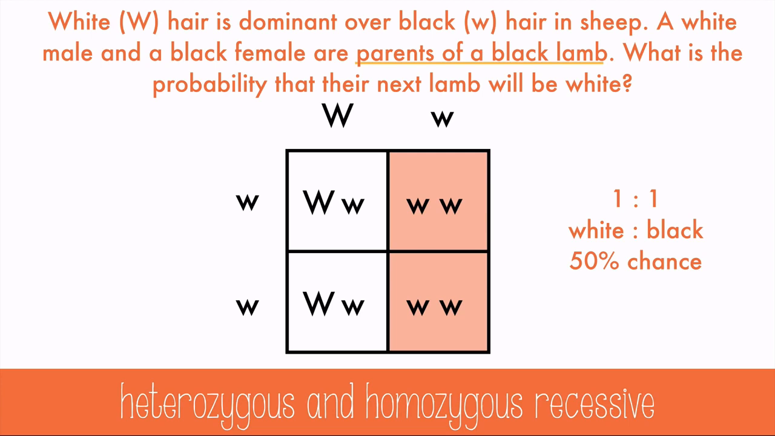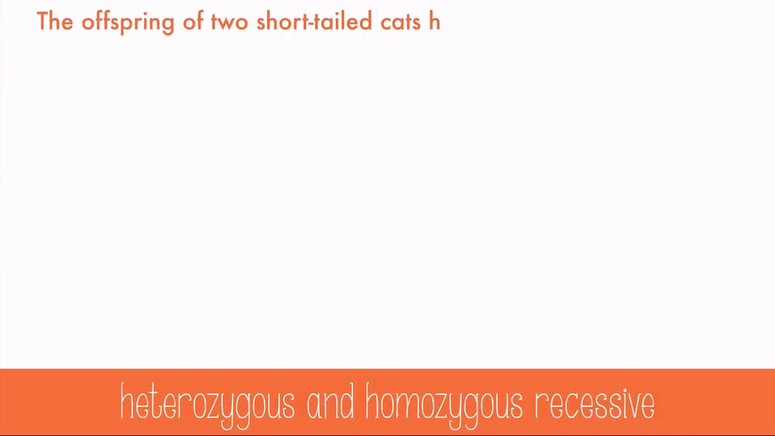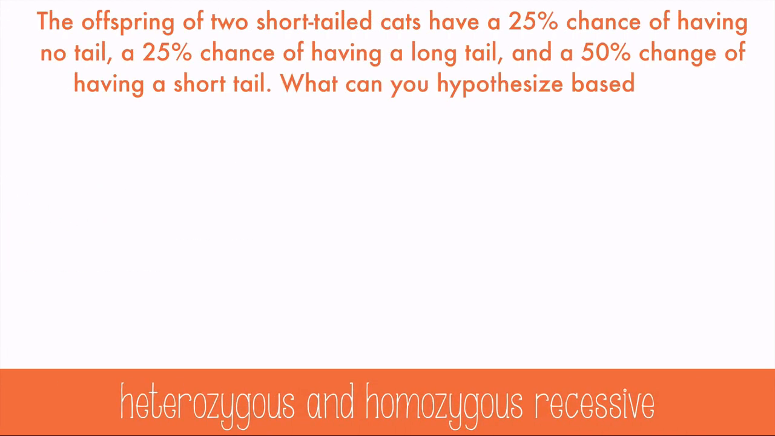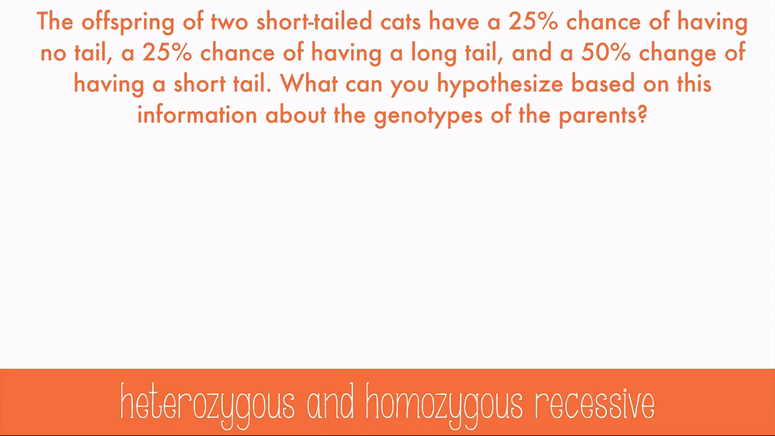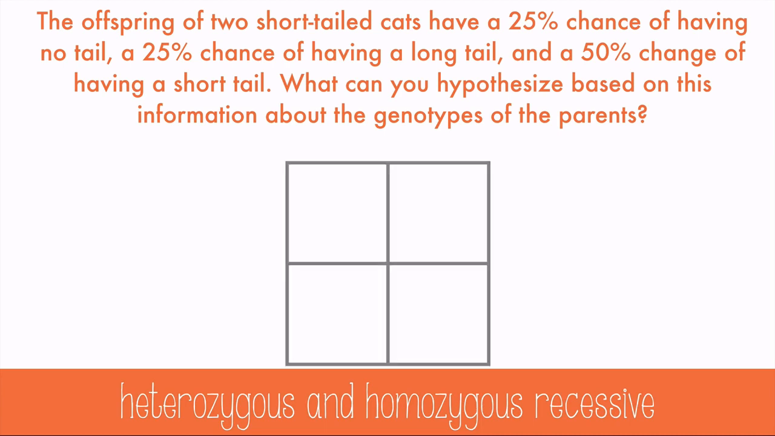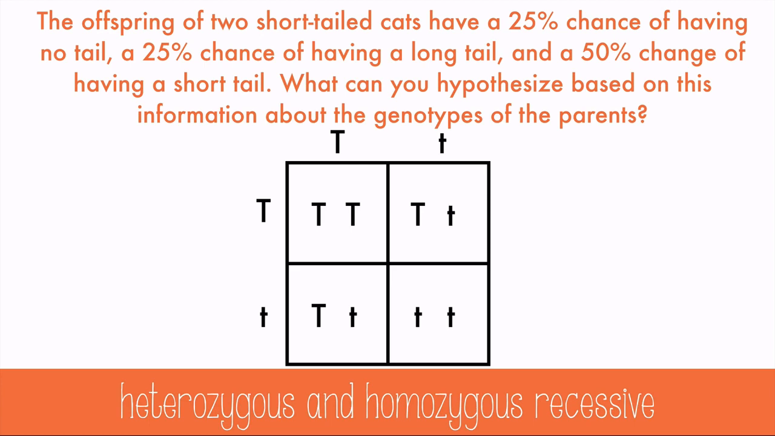Let's do one last one. The offspring of two short-tailed cats have a 25% chance of having no tail, a 25% chance of having a long tail, and a 50% chance of having a short tail. What can you hypothesize based on this information about the genotypes of the parents? The 25-50-25 pattern is common when there are two heterozygous parents. The genotypic ratio matches the phenotypic ratio in the problem. So we can hypothesize that the parents were both heterozygous.